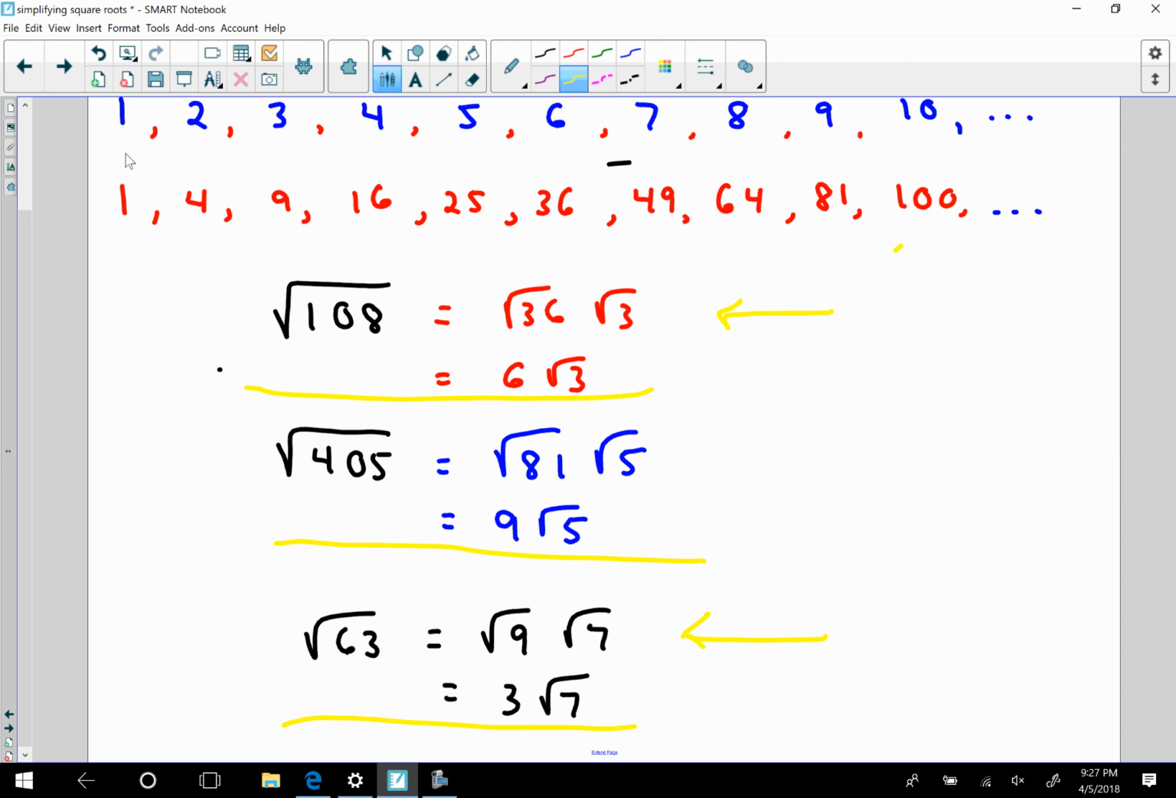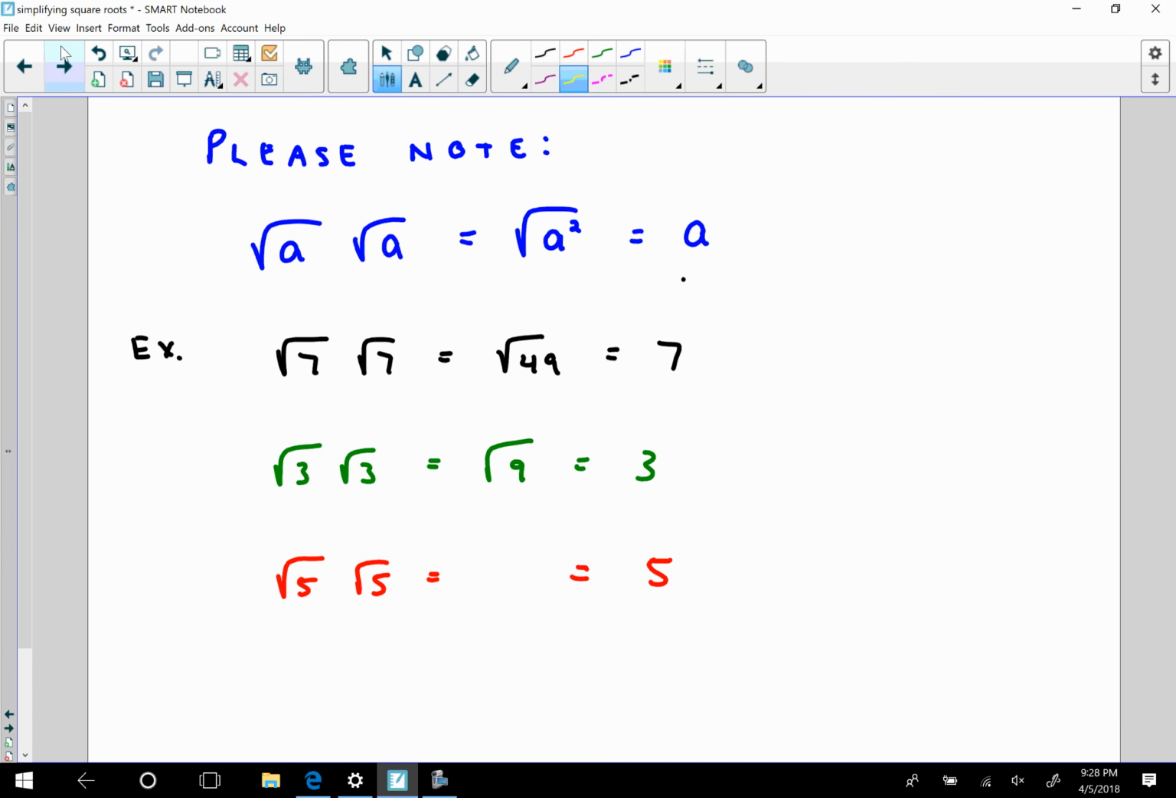Next slide, please. Here's another important property of square roots, one that we will use quite often. The square root of a times the square root of a, it's actually the same property that we've been using, property 1, because a times a is a squared. Well, in the square root of a squared, what squared is a squared? A. So therefore, square root of a times square root of a is a.